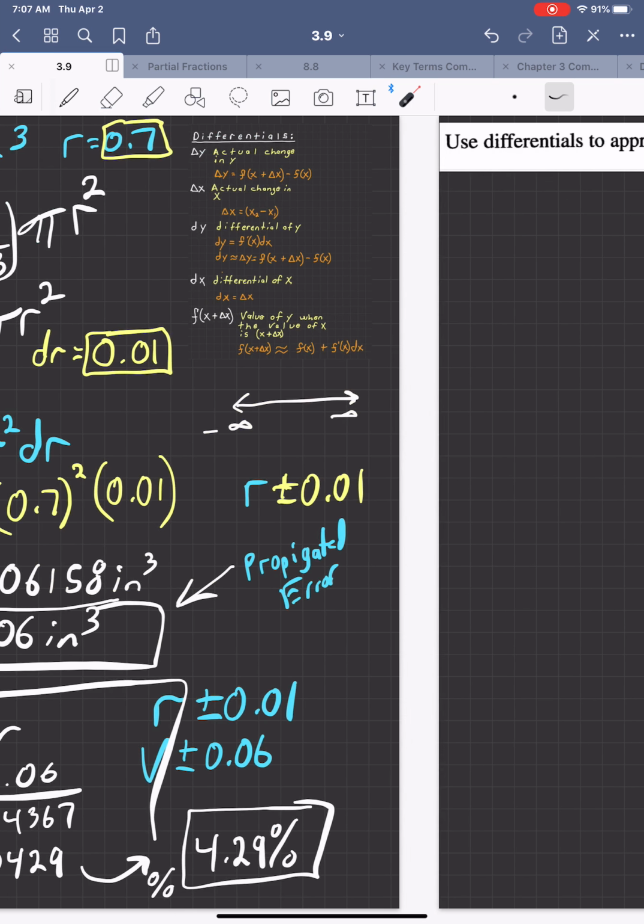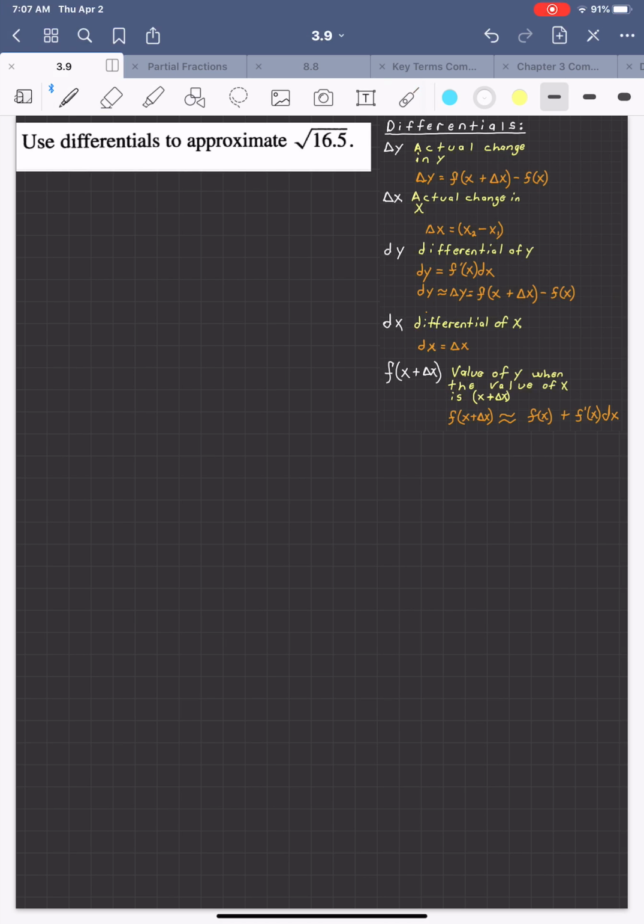One more last thing to do for this section. There's one thing that we haven't used differentials for yet. We were able to use differentials to find the approximate change in y. Now we're going to use differentials to show you how you can approximate y. So let's start with a question. It says, use differentials to approximate the square root of 16.5.